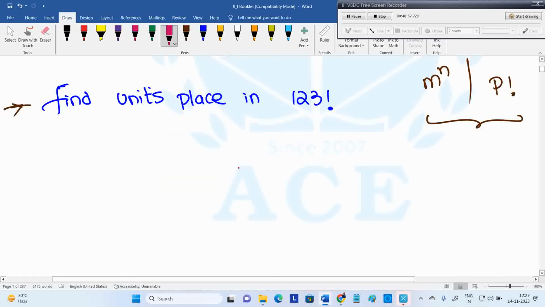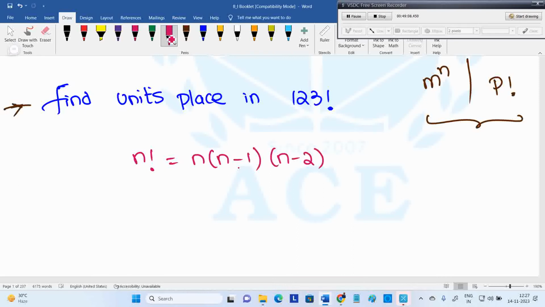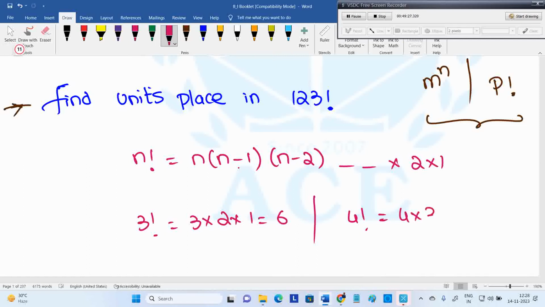See here, my dear friends, if it is n factorial, we know it is n into n minus 1 into n minus 2 and so on up to 2 into 1, right? This is n factorial basically. Now 3 factorial is nothing but 3 into 2 into 1, 6. 4 factorial is nothing but 4 into 3 into 2 into 1, which is 24. Now important thing, one simple point: after 5 factorial, anything will end with 0 only.